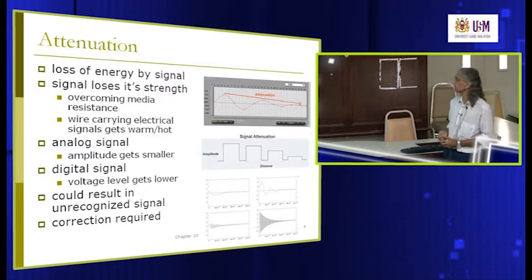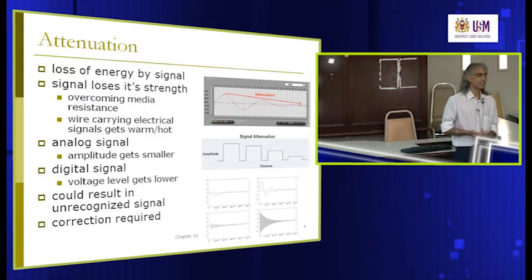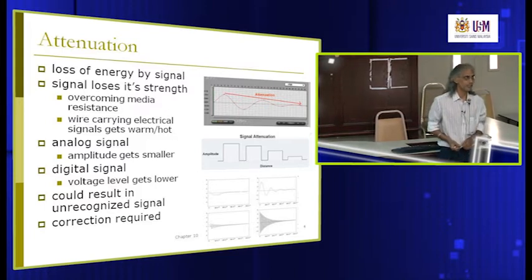So why does the signal lose its strength? Basically, it has to overcome the media resistance. This is an electrical property. Because the signals are electrical signals, the electrons traveling over the wire encounter resistance. The electrons have to overcome the resistance to reach the other side. A consequence of this is that some of this resistance creates a little bit of heat in the cables.